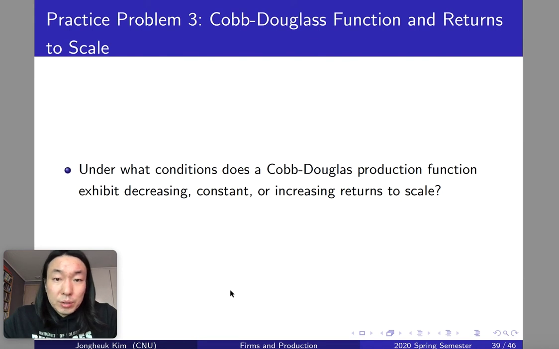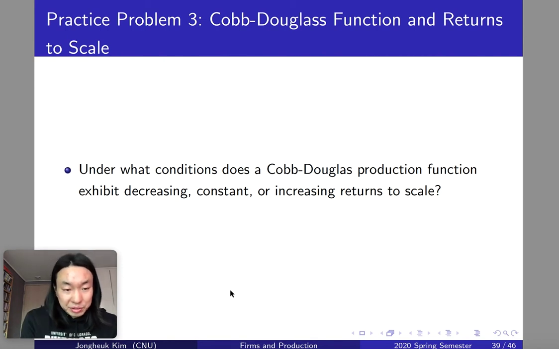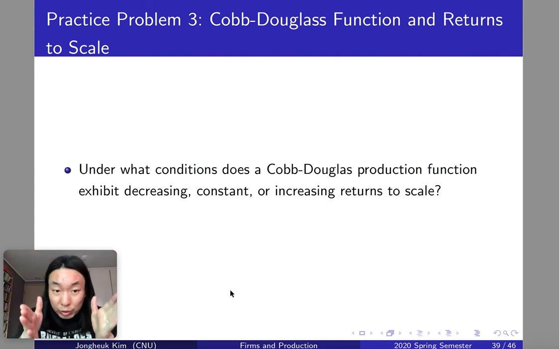So, another Cobb-Douglas function practice problem. Under what conditions does the Cobb-Douglas production function exhibit decreasing, constant, or increasing returns to scale? So this is a very good example for your final exam. I like this type of question because you can practice by yourself and just scribble on white paper with your pen and calculate by yourself. Then you can find the specific condition to satisfy each stated result: decreasing, constant, or increasing returns to scale.